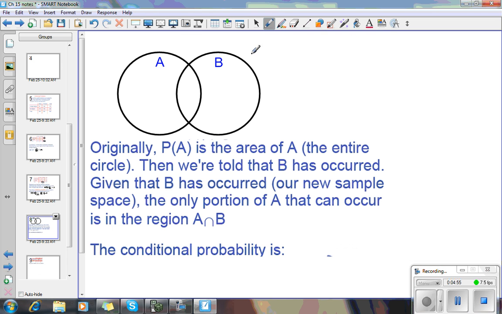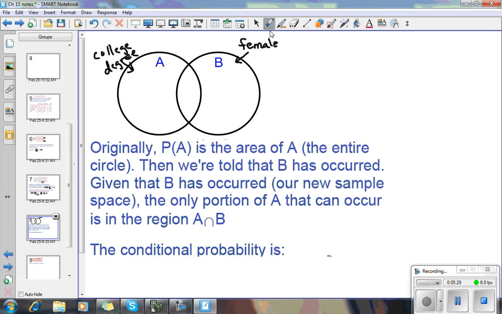All right, so for my example, A was representing the college degree. Okay, so that's this circle. And event B was the female, so that's this circle. So originally, the probability of A would be the area of that entire circle. So the probability that they have a college degree would be the whole circle. Okay, so it'd be this entire thing. But now we're told that B has occurred. We're told we picked a female.